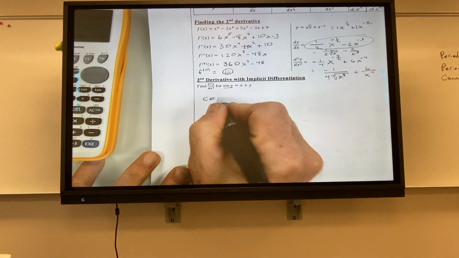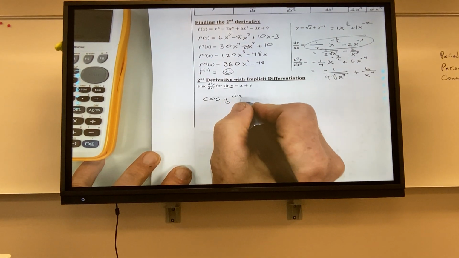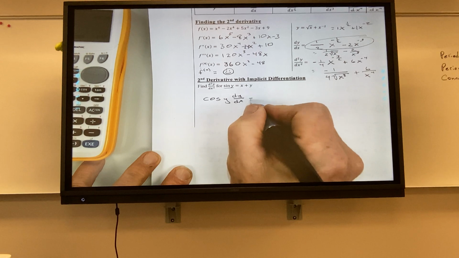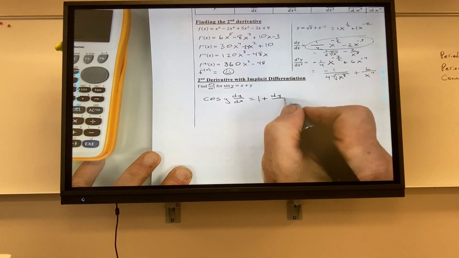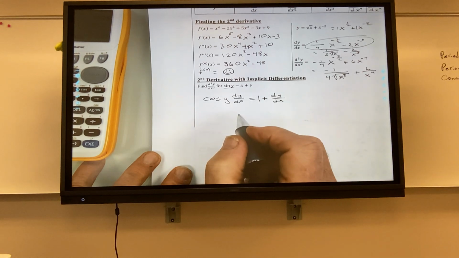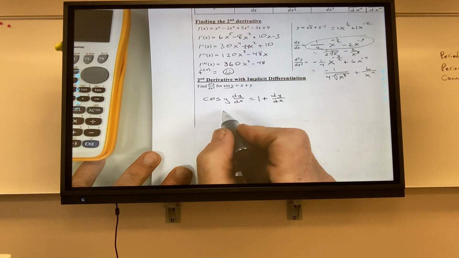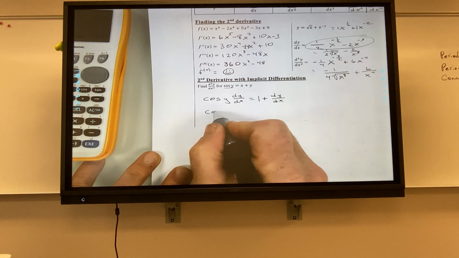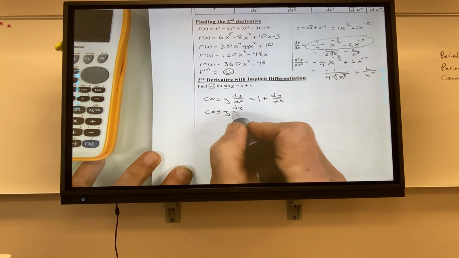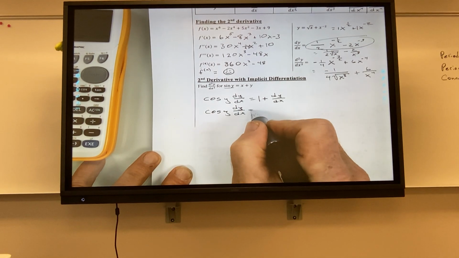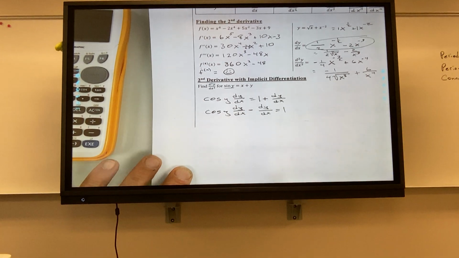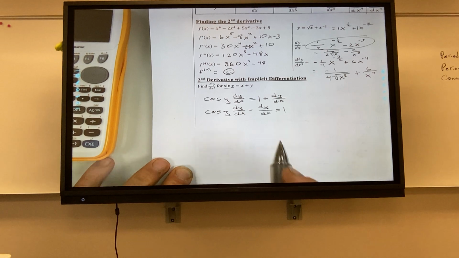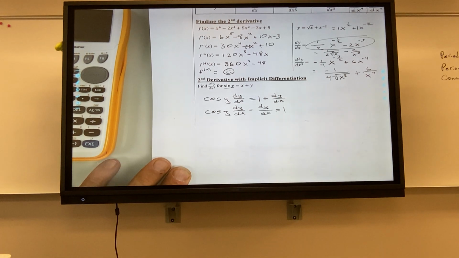Cosine y times dy over dx. Perfect. Is equal to? 1 plus dy over dx. Okay, so that means I will write this as cosine of y dy dx minus dy dx equals 1. Would you agree? Yeah. Okay, what are you gonna do now that I did that? Factor out the dy over dx.